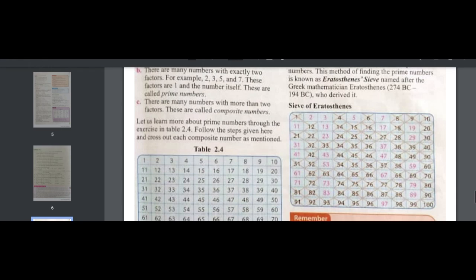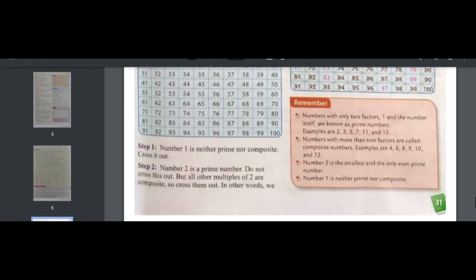So 2, 3, 5, 7, 11, 13, 17, 19, 23, 29, 31, 37, 41, 43, 47, 59, these are all the prime numbers. And the numbers that are crossed are composite numbers. So we have done with the prime and the composite numbers.